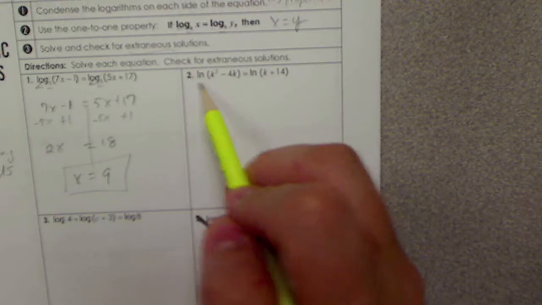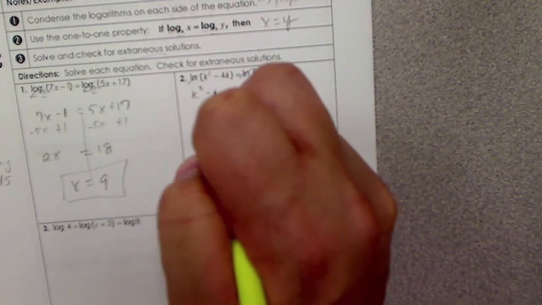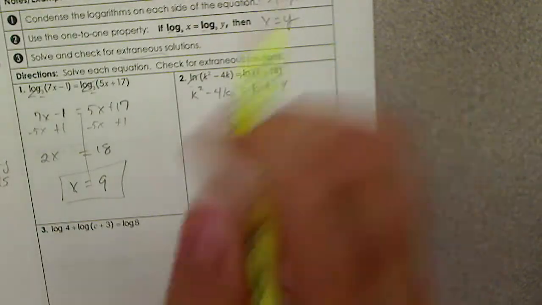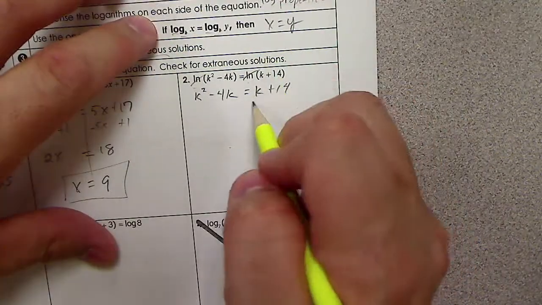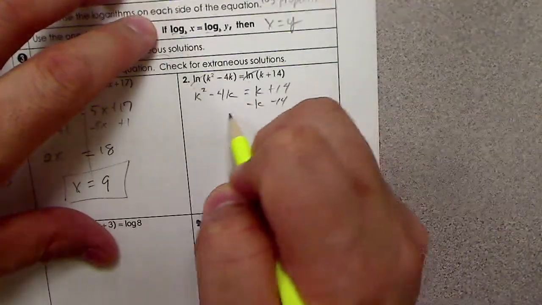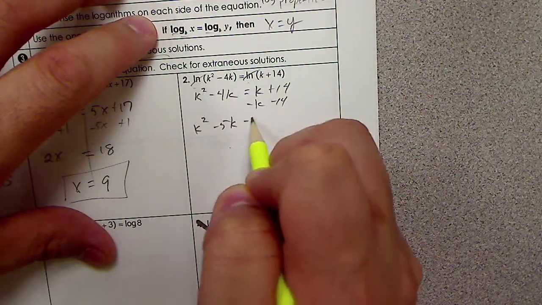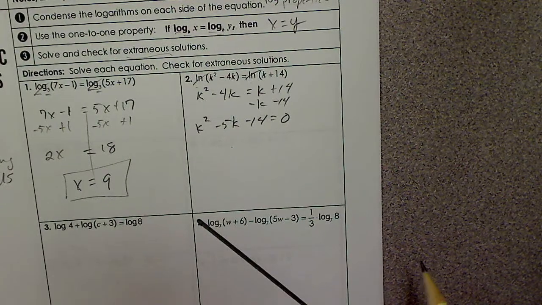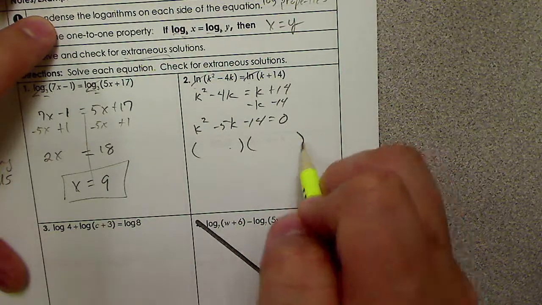Same here. Natural log and natural log are the same base. So we set the arguments equal to each other. Now, this is a quadratic, so the only way to solve this is to set it equal to 0, which is what I'm going to do. Minus 5k minus 14 is equal to 0. And then you have your options of using the quadratic formula or factoring. I'm going to factor because this one works nicely with factoring.